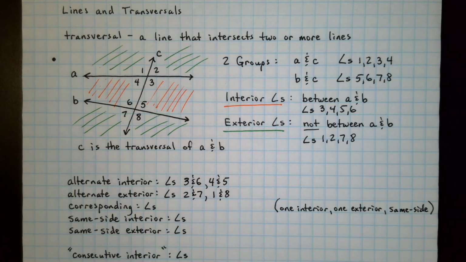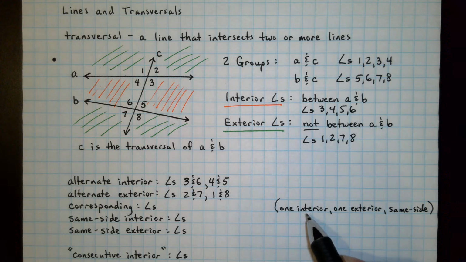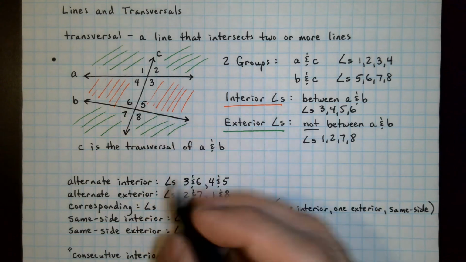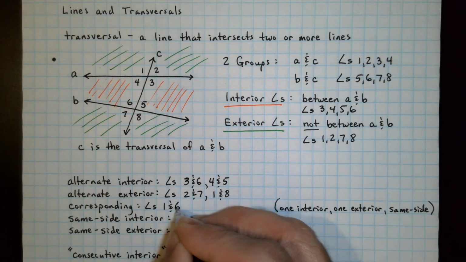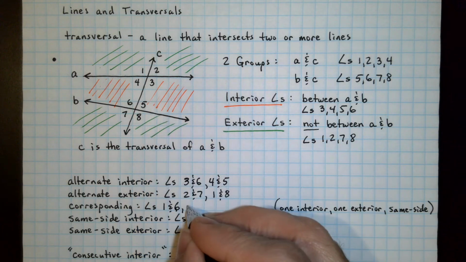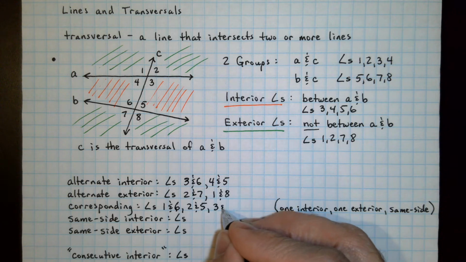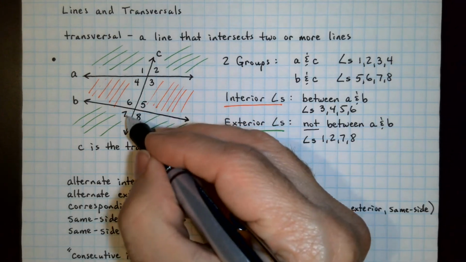Corresponding angles are angles that are essentially in the same position in their group, but that way of describing it can leave you a little bit lacking in certain situations. So this is a little bit more of the information that you need to know. One of them is interior, one of them is exterior, and they're on the same side of the transversal. That's true for 1 and 6, 2 and 5, 3 and 8, and 4 and 7.